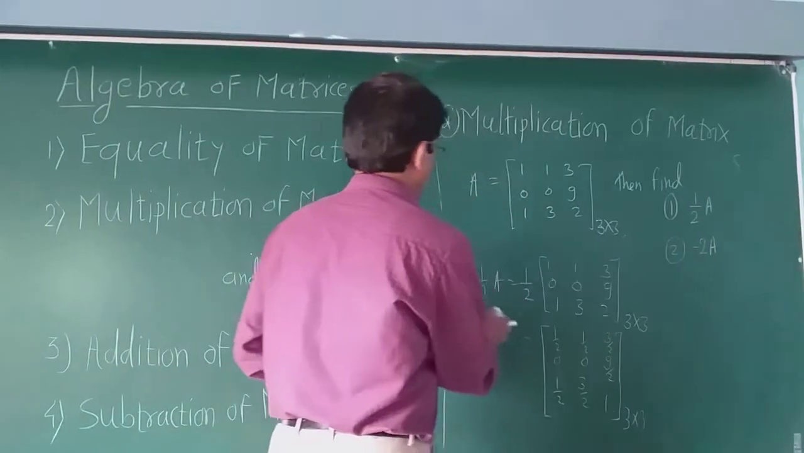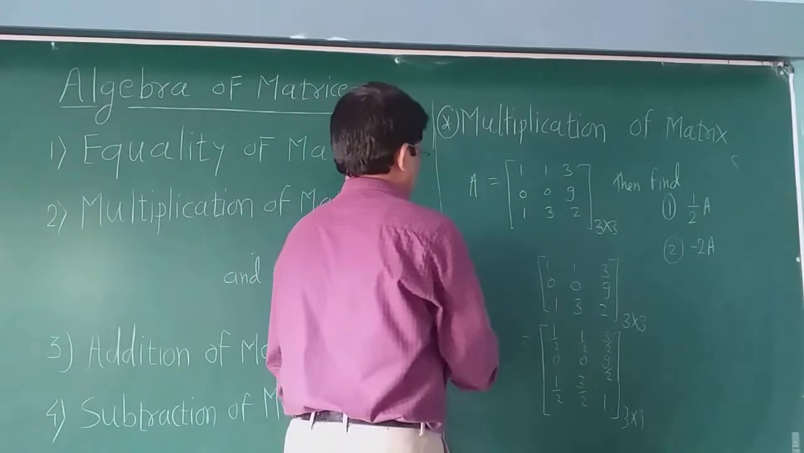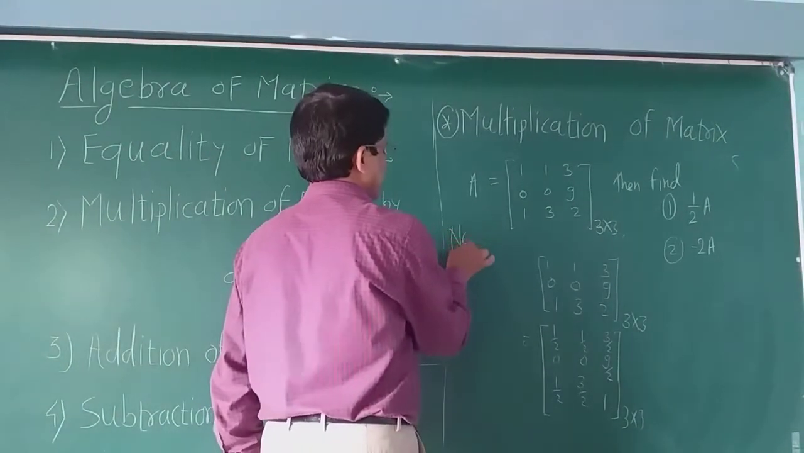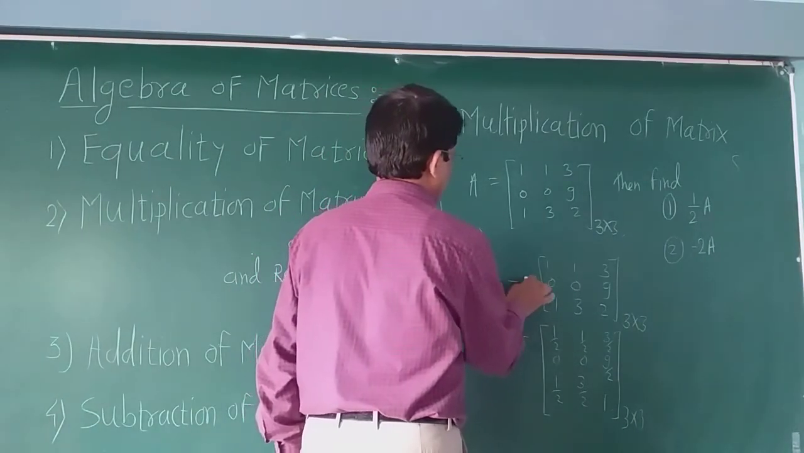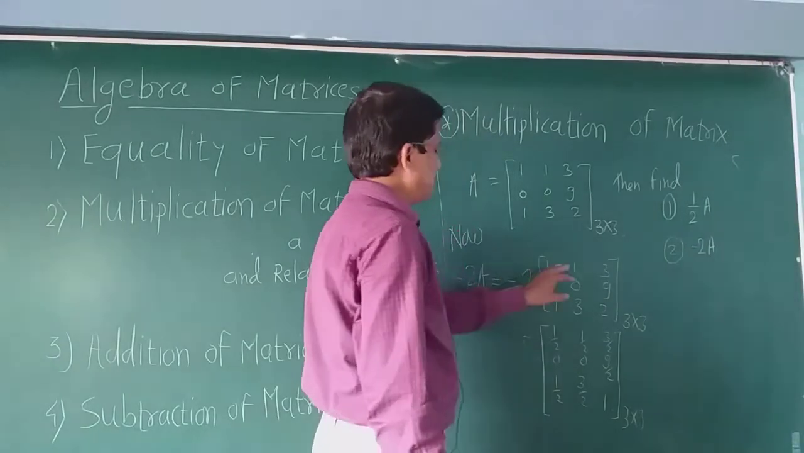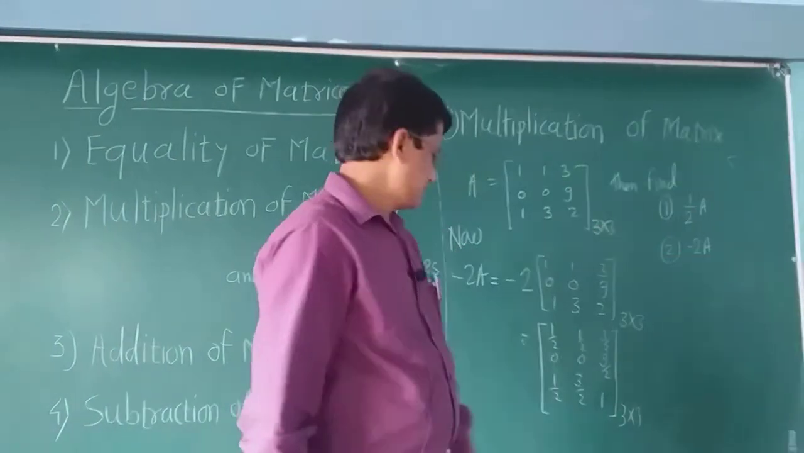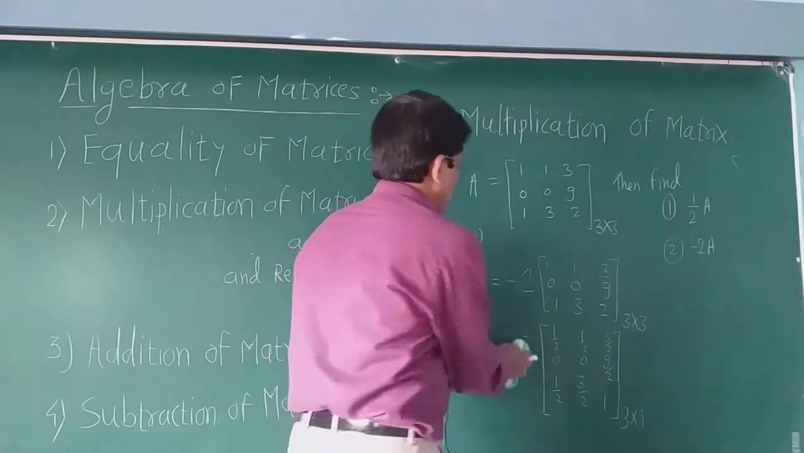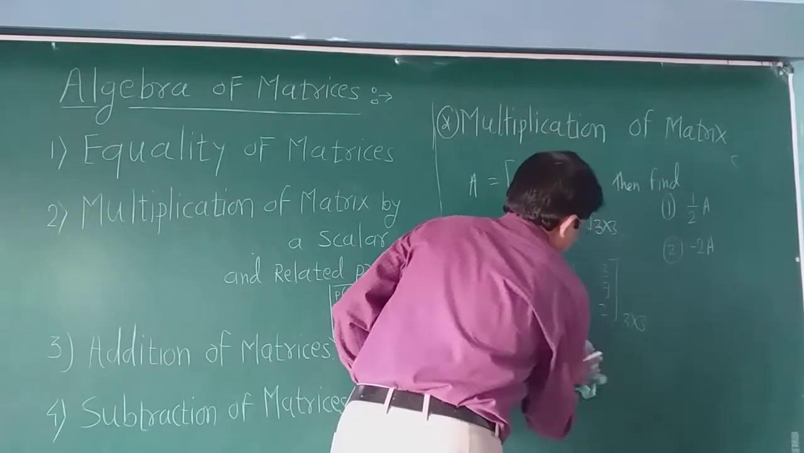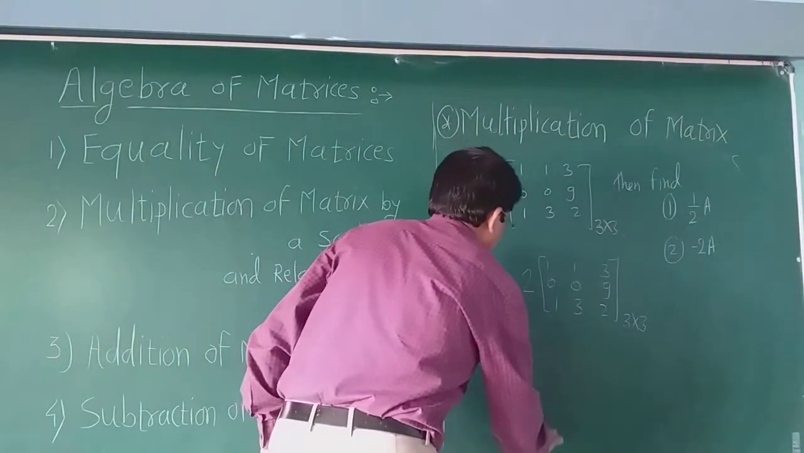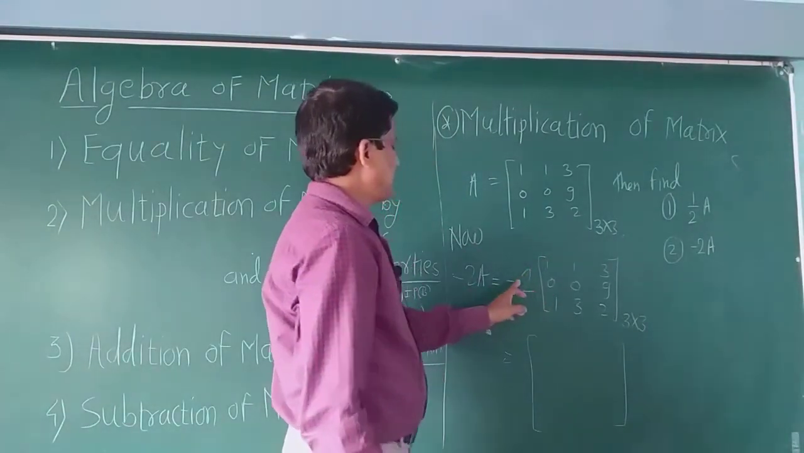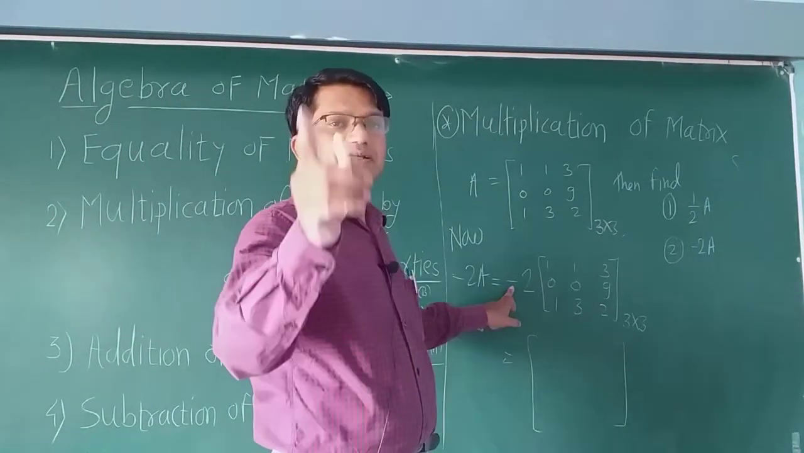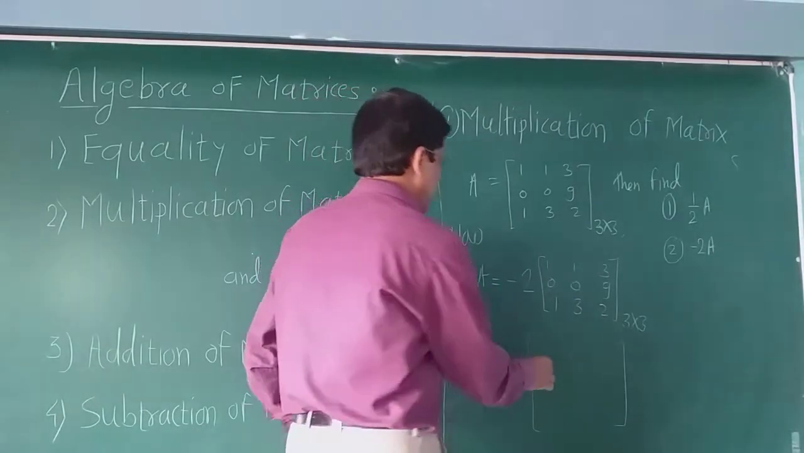Minus of 2A. Now, minus 2A is equal to minus 2 times A, where this matrix is given. Multiply. What is the answer here? It is a very easy one. This matrix is multiplied by not 2 but minus 2. So it is very easy.